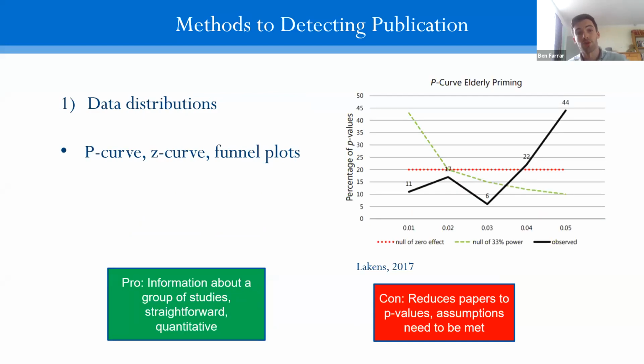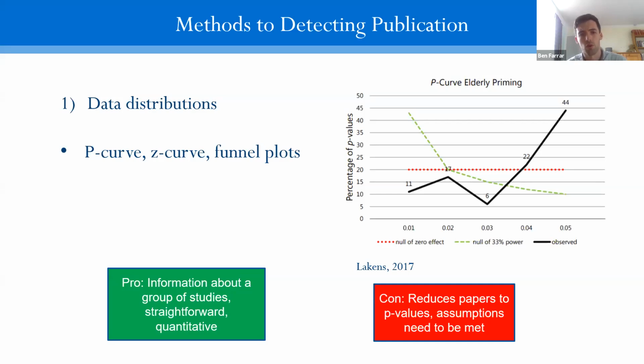This should be number 3, but one of the most popular things to do is to look at data distributions, to generate P curves, Z curves, funnel plots, and look at the distribution of test statistics and see, okay, well, are there, and you can see this on the right-hand side, are there more p-values floating around the 0.03, 0.04, 0.05 than we'd expect if real effects were being studied? So you can see the green line traces out the distribution of p-values you'd expect if there was a real effect and it was being studied with 33% power.